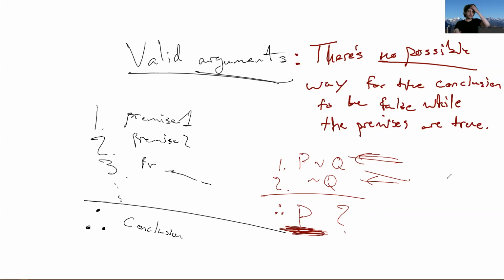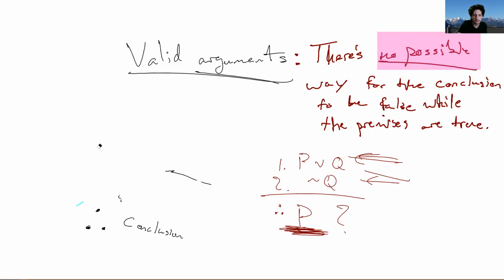Now, it's really important that you realize it's all about possibility. This isn't about what's true in the actual world. That's not what makes an argument valid. A great example of a valid argument is the following.